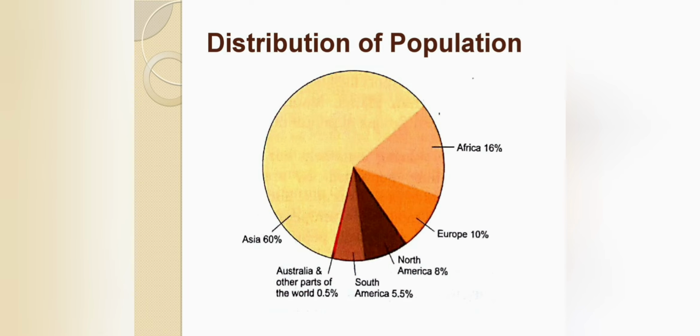After Asia, the maximum population is in Africa, which is 16%, then Europe 10%, then North America 8%, South America 5.5%, and Australia and other parts of the world, I mean the island groups, have 0.5% of the population. Okay, so this is the whole population distribution of the world.